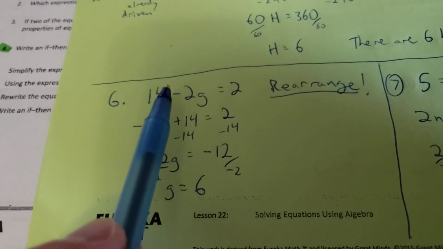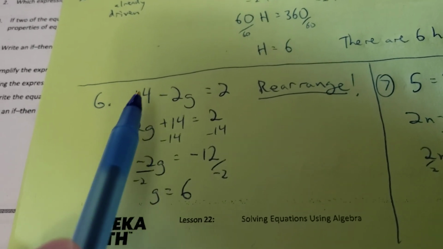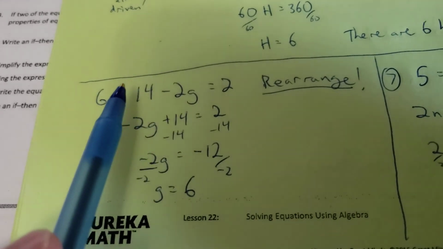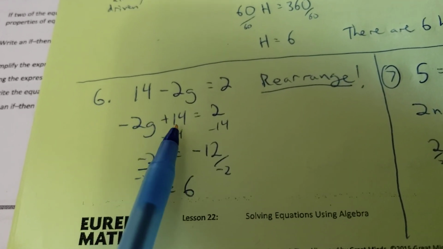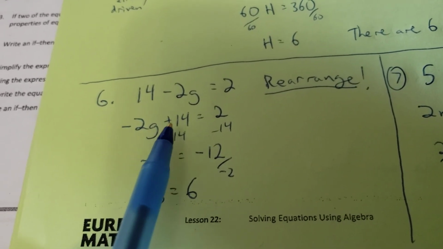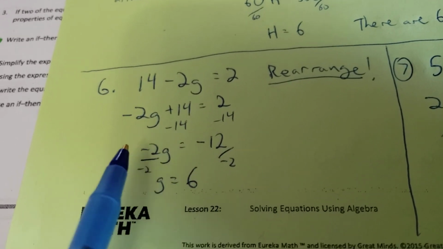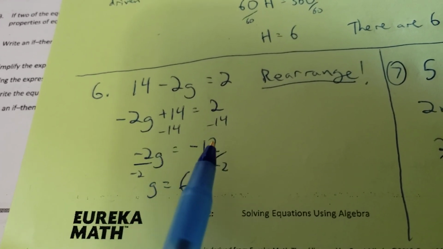So what I'm going to do is this minus 2g, I'm going to treat it like a negative 2g and stick it out front. And this 14 was just a nice little positive 14. I'm going to put a plus 14. So really that minus 2g or negative 2g I'm going to treat it as, plus 14 equals 2. Get rid of the plus 14 by minus 14 from each side, and you're left with negative 2g equals negative 12.